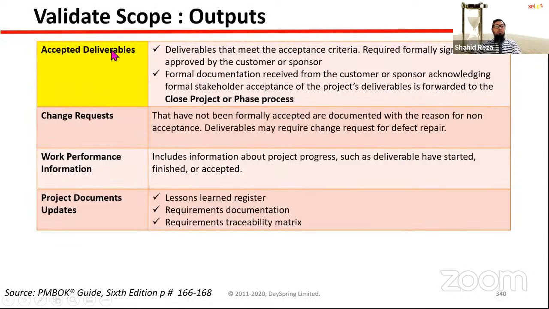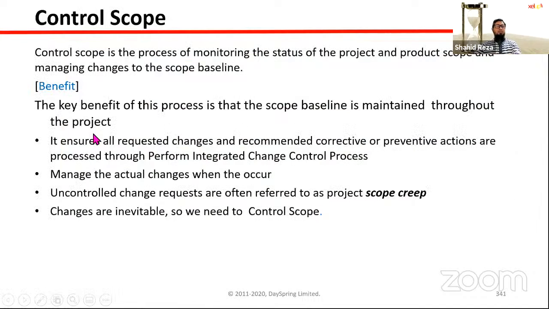So this yellow sign is actually the main output, accepted deliverables. And if any defect is found, then we will go for a change request. Okay, the last process is control scope.